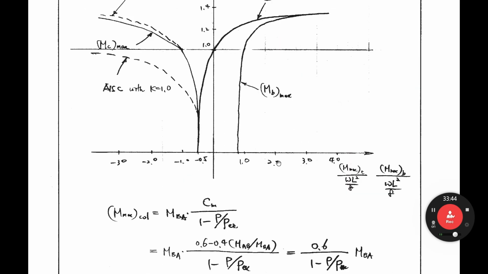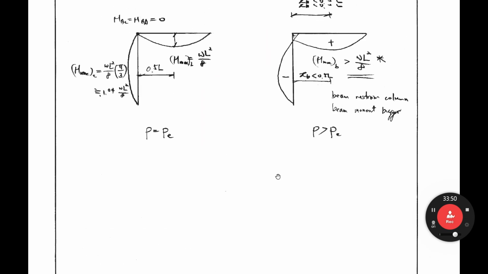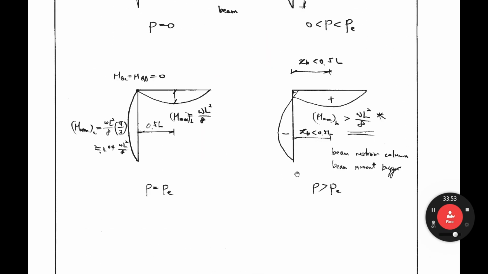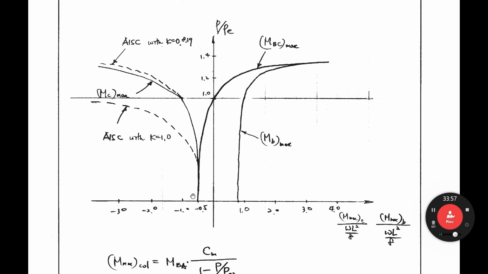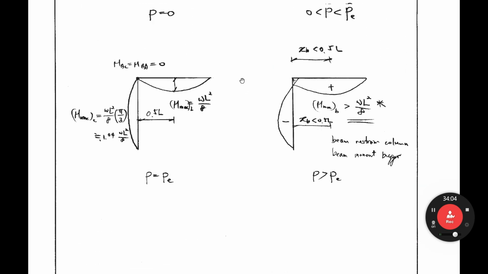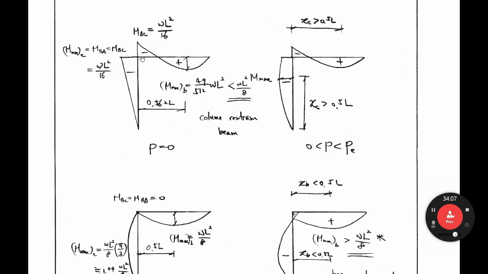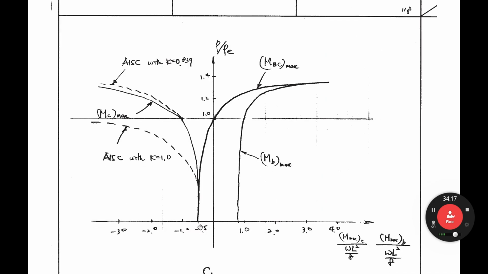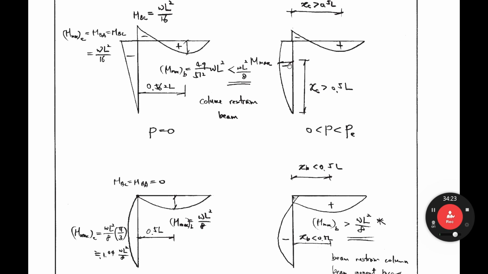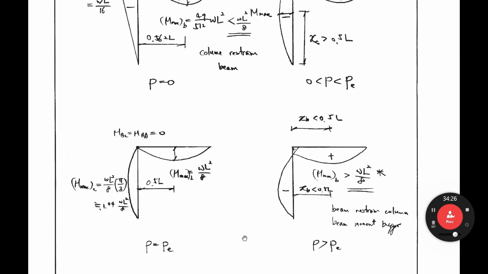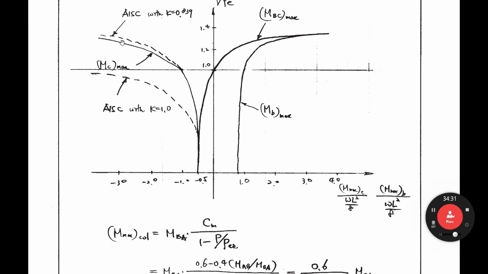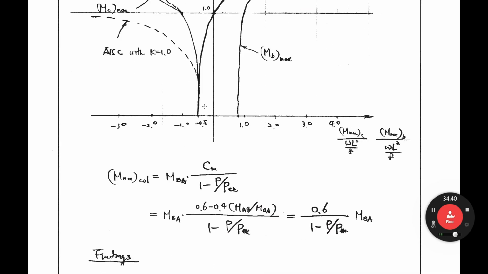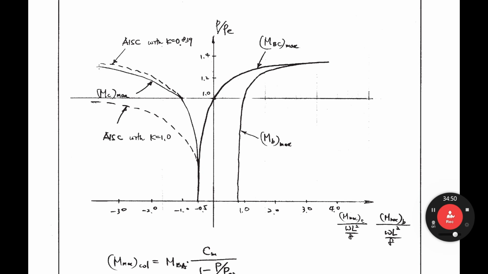So as P increases, the MB maximum increases like that. MB maximum increases as P increases. MBC is also firstly minus, then 0, and then plus. It changes like that. The column maximum moment, minus this value, gets bigger and bigger, like that, a minus moment. Okay, that is the graph. So that is the exact analysis.